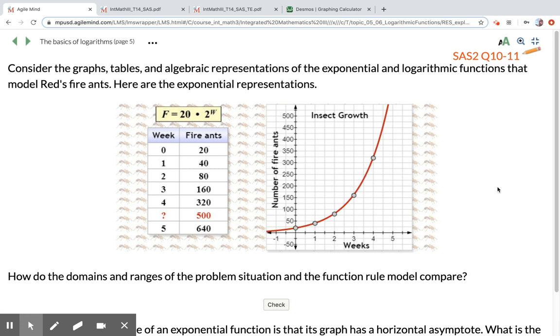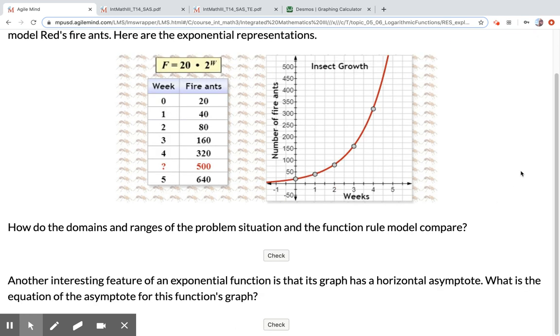So we're on student activity sheet 2, but we're all the way over on question number 10 to get this party started. And we're going to start off with questions 10 and 11. So we're starting off with the exponential equation of Red's fire ants, which is how we began this unit. So remember we had our table. Remember we said the fire ants was an exponential function. F equals 20 times 2 to the W power, where 2 is our base, W is our exponent, 20 is our coefficient, and well, F is the guy all on his own. Ha! And of course, we had the graph to go with that.